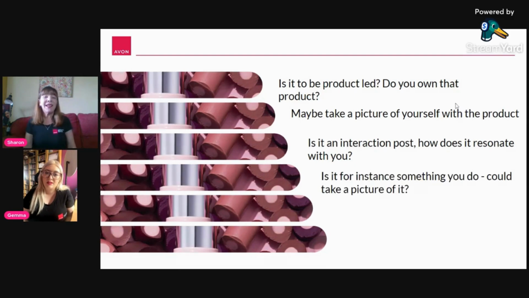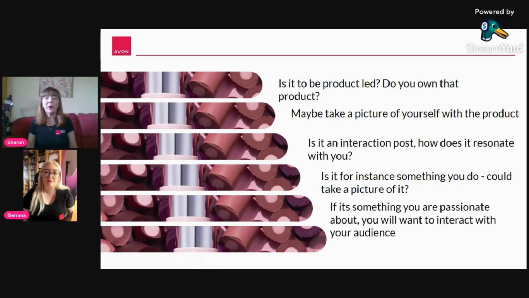And then, is it, for instance, something you do that you could take a picture of, i.e. National Walk Day? Take a picture of you and the family or whatever, going on a nice walk in the country or just in a park, a local park. There's lots of ways that you can actually take pictures and not even have any products in there. It could just be an interaction post.